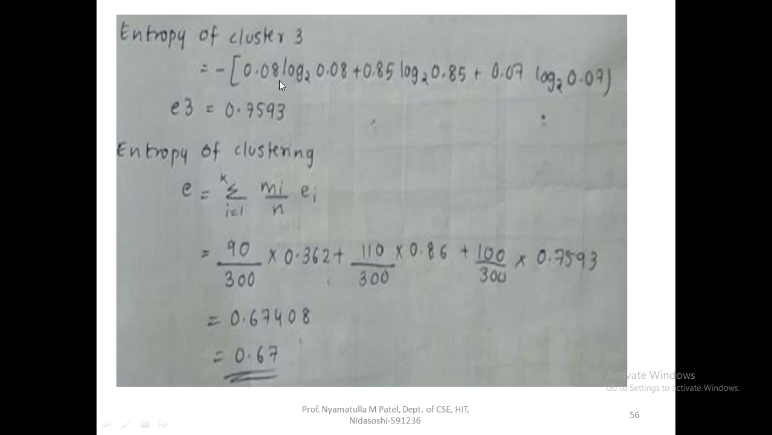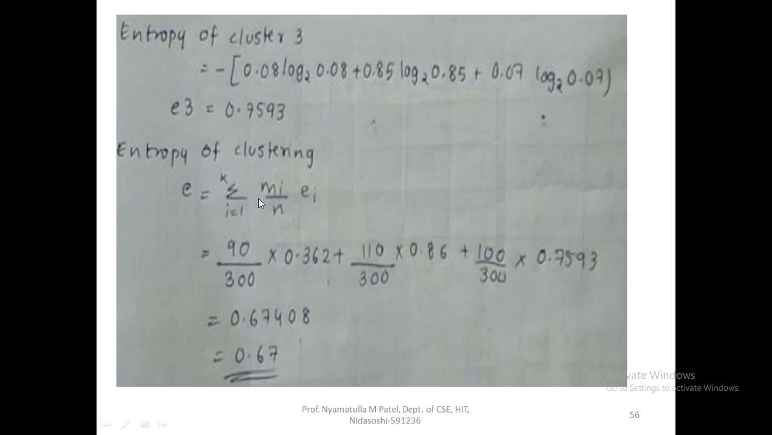Then the entropy of cluster 3, similarly: 0.08 log to the base 2 0.08, plus 0.85 log to the base 2 0.85, plus 0.07 log to the base 2 0.07. That is, the entropy for cluster 3 is 0.95. Then, we are going to calculate the entropy of the total clustering.